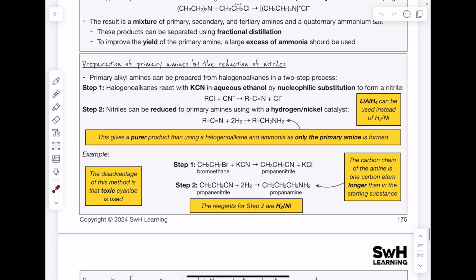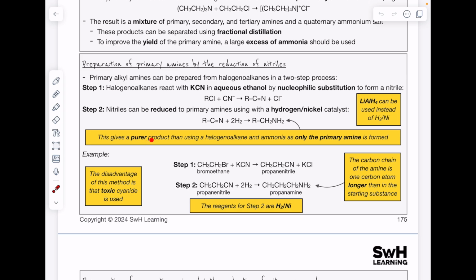We can also produce primary amines through the reduction of nitriles. Now, primary alkyl amines can be prepared from halogenoalkanes in a 2-step process where the halogenoalkanes react with KCN in aqueous ethanol by nucleophilic substitution to form a nitrile. And then those nitriles can be reduced to primary amines using a hydrogen nickel catalyst.